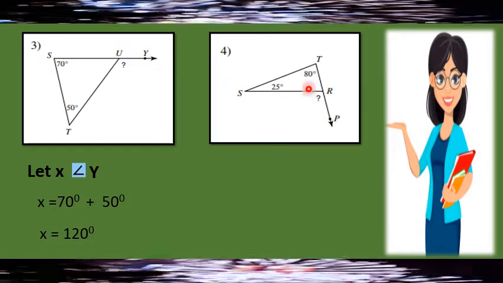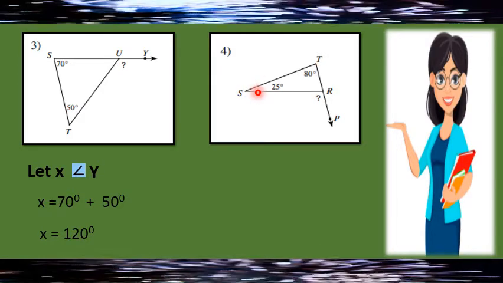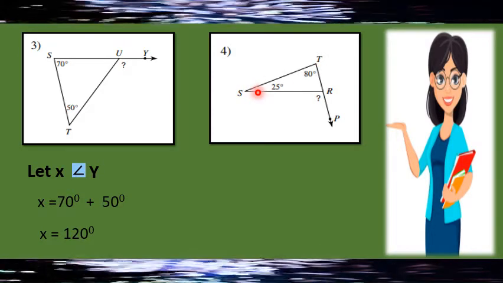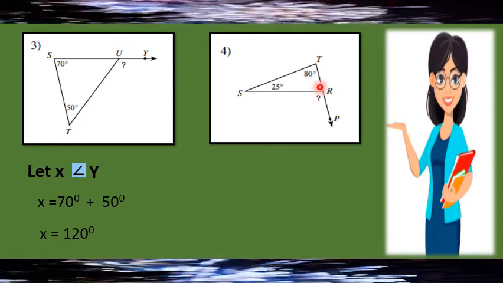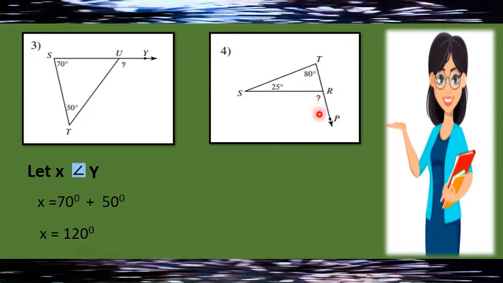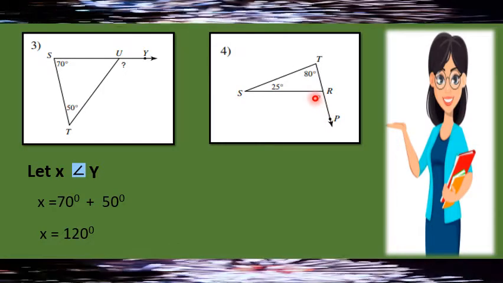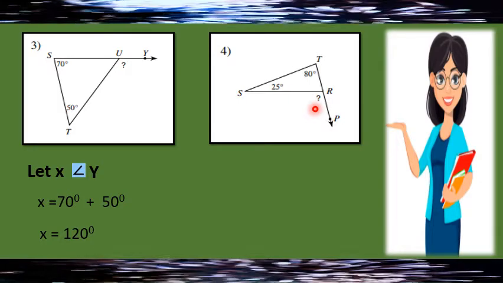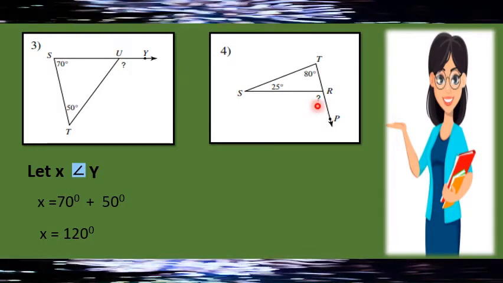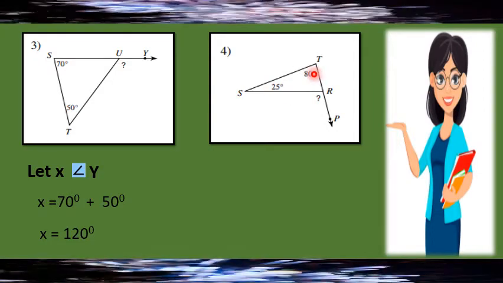Number 4. Angle T and angle S are the remote interior angles. This is the adjacent interior, which is near the exterior angle. And the question mark is for angle P. Angle P is the exterior. So the question is how to get the exterior. We need to add the remote interior angles.